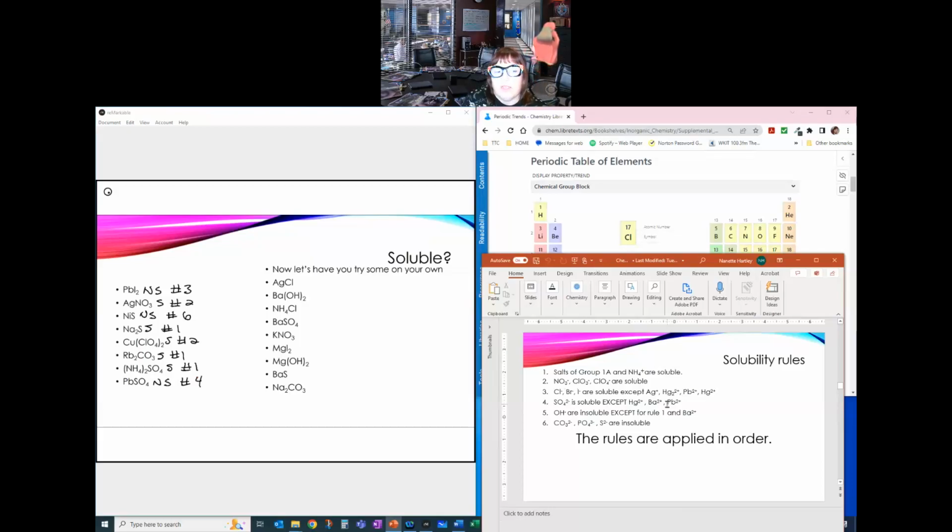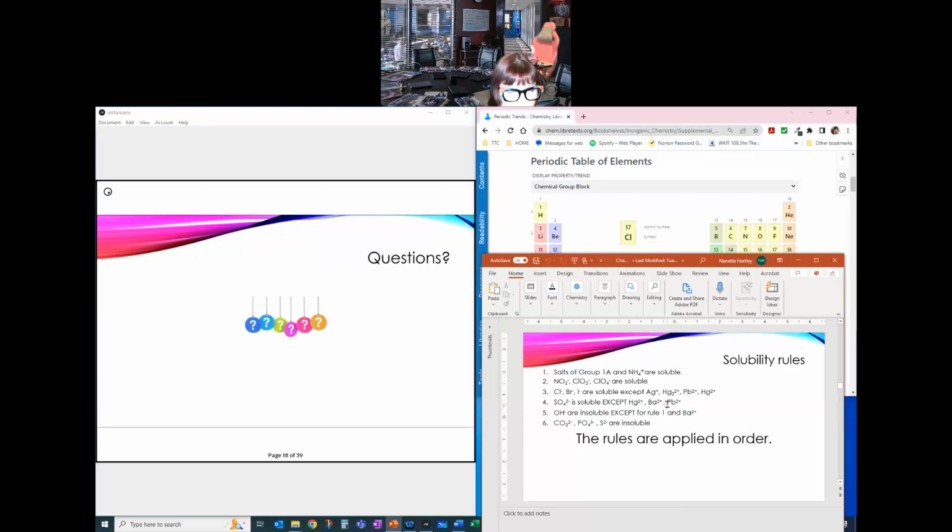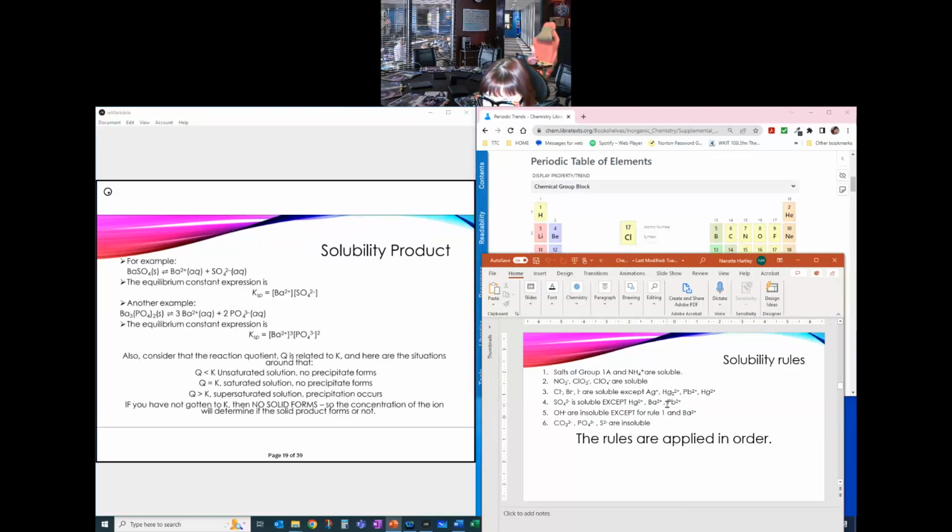Now, that's what I want you to go through and do for the ones that are still listed here. Again, I will put those up on D2L and walk you through how I made the decisions that I made. That's what we mean by applying the rules in order. That's what we're talking about in terms of determining if something is soluble or not. Once we know what's soluble and what isn't, then we can talk about the solubility product.